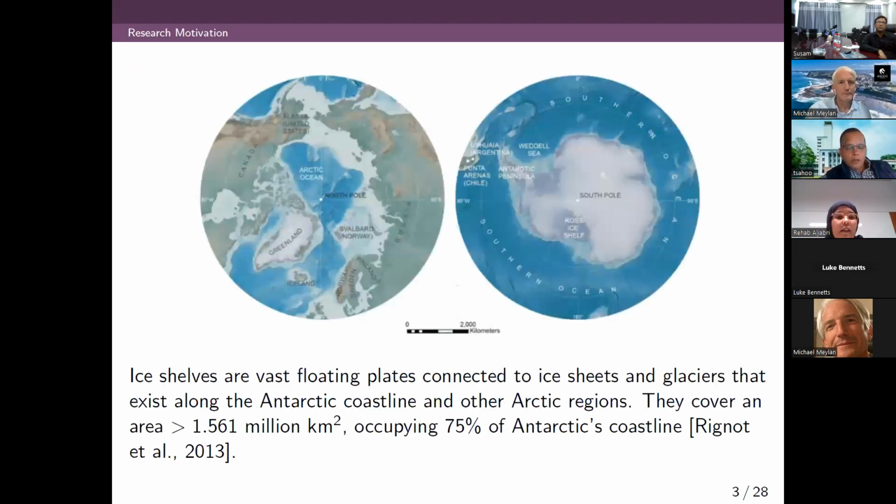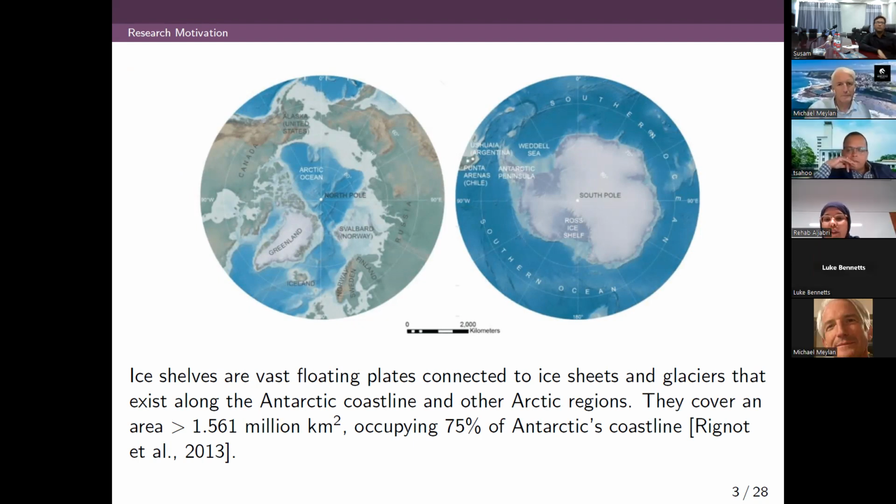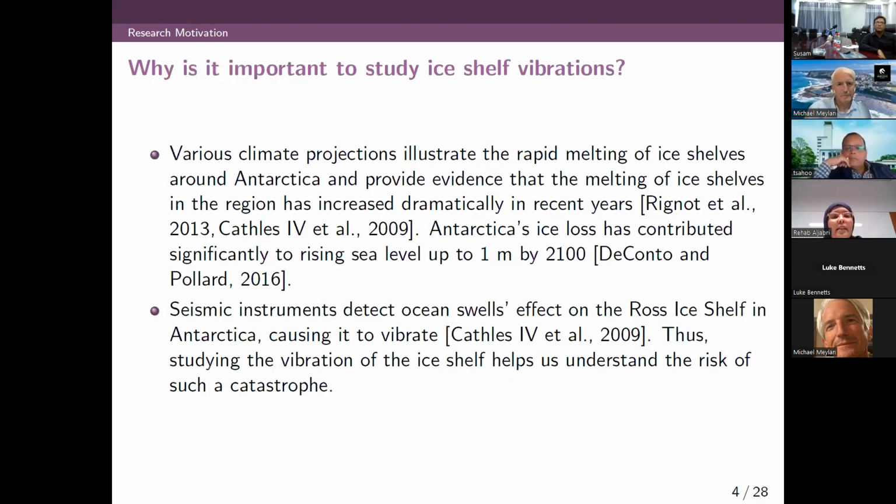First of all, let us see what an ice shelf is. Ice shelves are vast floating plates connected to ice sheets and glaciers that exist along the Antarctic coastline and other Arctic regions. They cover an area bigger than 1.5 million square kilometers, occupying 75% of the Antarctic coastline.